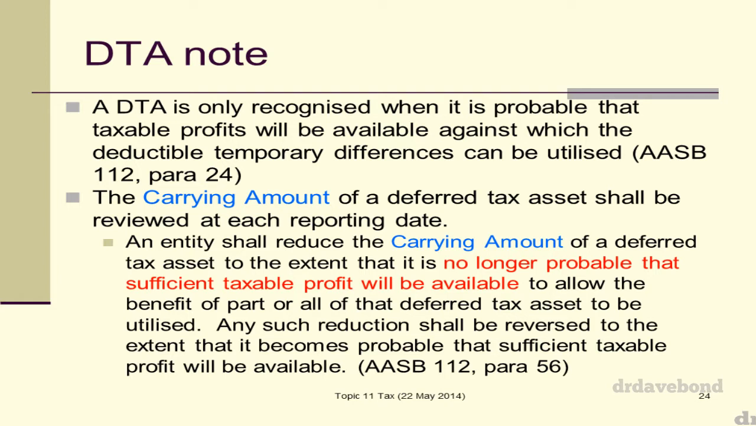Now, this is drawing out the DTA effect, which we referenced earlier. So we'll do this. There's one more thing I want to do before the break, and then we'll take a couple of minutes. A DTA is only recognised when it's probable that taxable profits will be available against which the deductible temporary differences can be utilised. So, this bit. An entity shall reduce the carrying amount of a deferred tax asset to the extent that it is no longer probable that sufficient taxable profit will be available. So you can only pick up a DTA if you think you're actually going to make taxable profits in the future. Because you can only pay less tax if you're actually going to pay tax in the future.